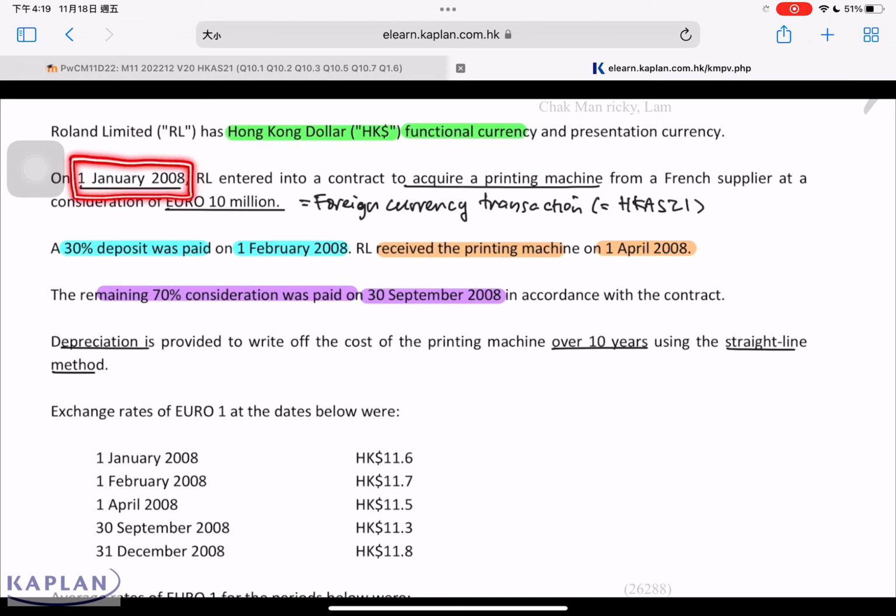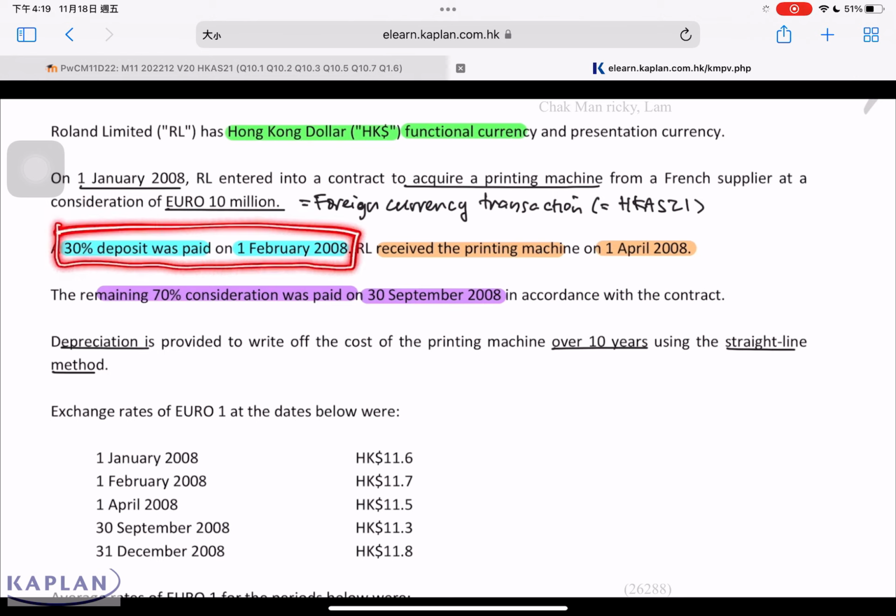On 1st Jan 2008, they just placed the order. They have not made any payment. They have not received the machine. It's a contract to be executed. No entry is required. The entry should be made on 1st Feb 2008 when they make the deposit payment of 30%. At 1st Feb 2008, 30% paid.